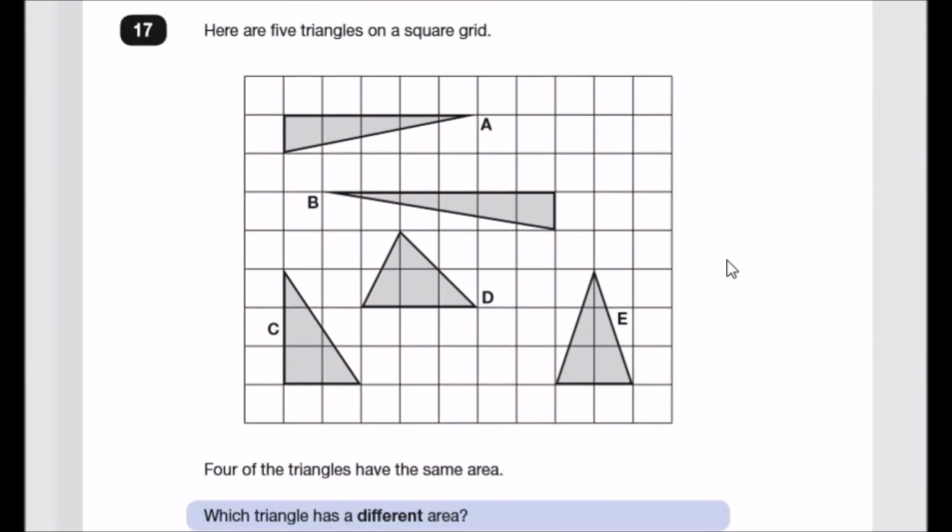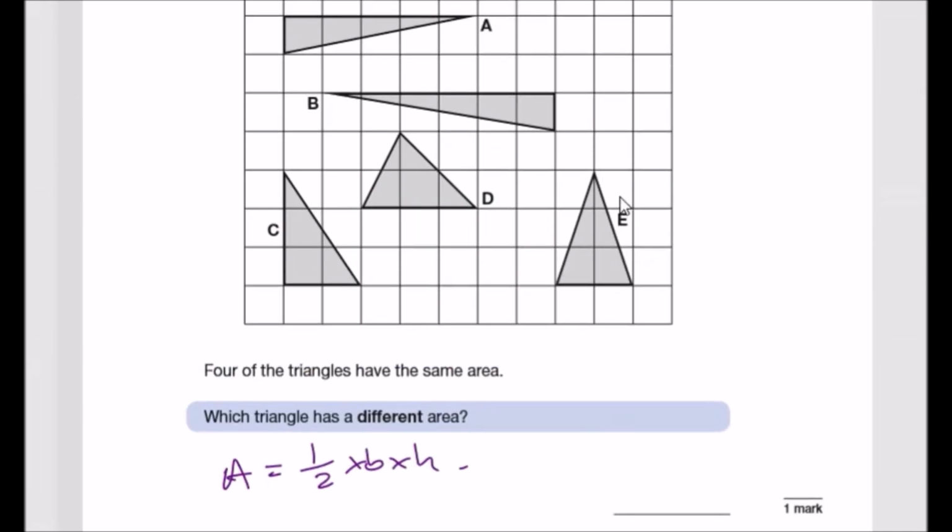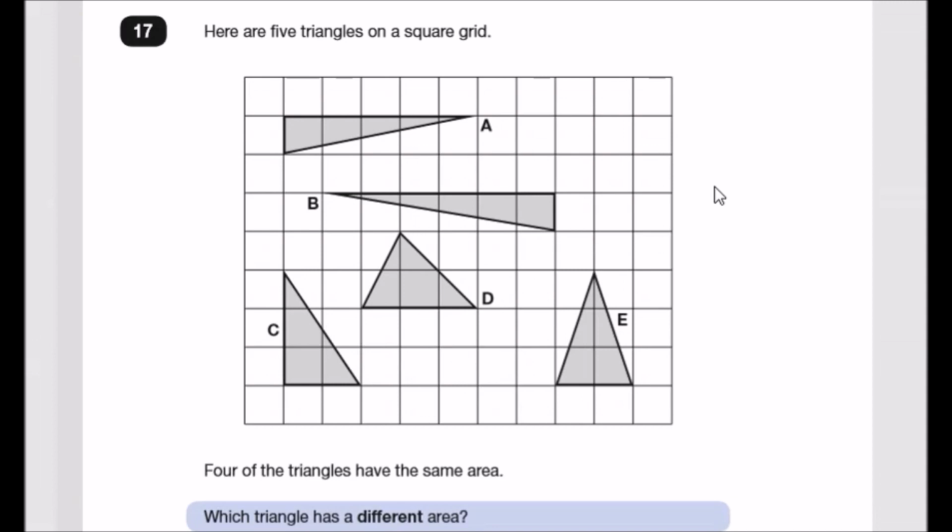Okay. So how do you calculate the area of a triangle? Area is always half times base times height. Okay. So let's just keep that in mind. The height is usually the vertical height, so the height going straight upwards. So let's have a look.